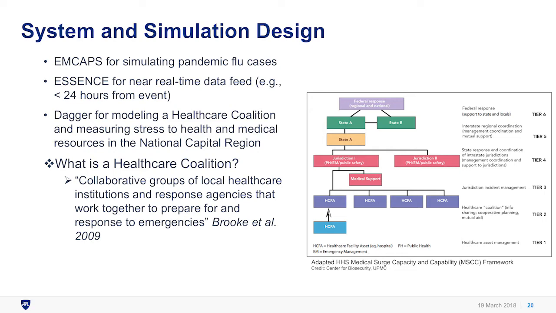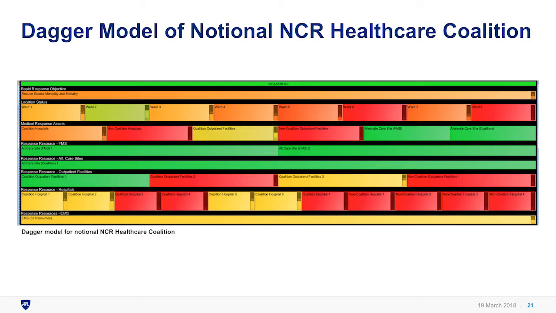Okay, so our model itself, this is ultimately what Dagger looks like for a healthcare coalition. At that very top level, and I know it's a little bit hard to see, that's your most abstract level. That's your mission. In our case, our mission was to reduce excess morbidity and mortality. And we measured that by what we believed would be patients left untreated in a major event.